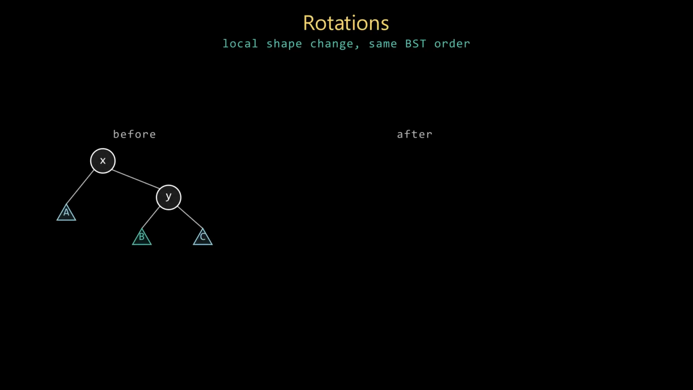Before we use rotations inside red-black trees, let's understand the move by itself. A rotation changes shape locally, but keeps the binary search tree order intact. A rotation is a small local rewrite. It changes parent-child links, but it does not change the binary search tree order.